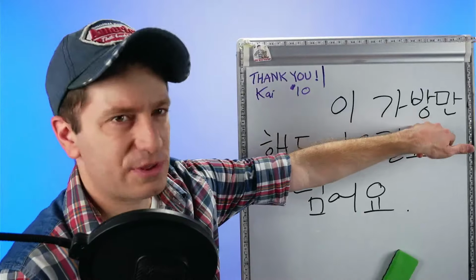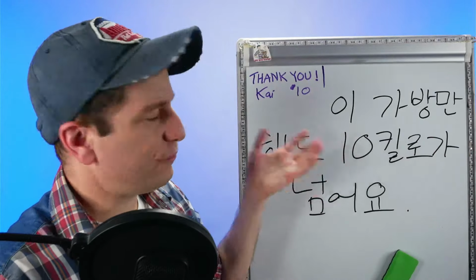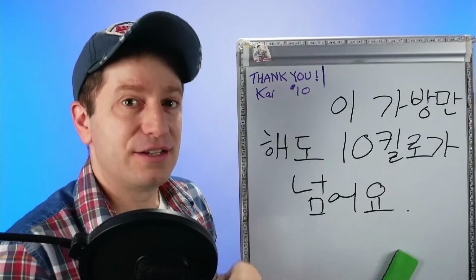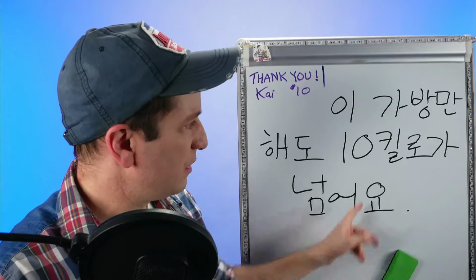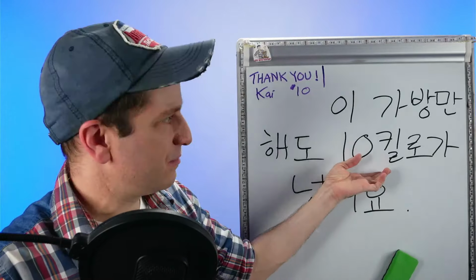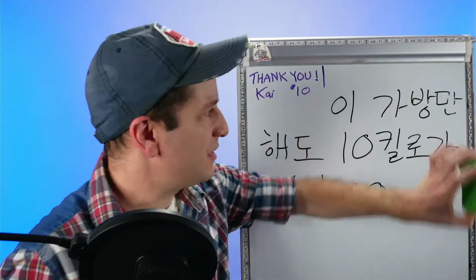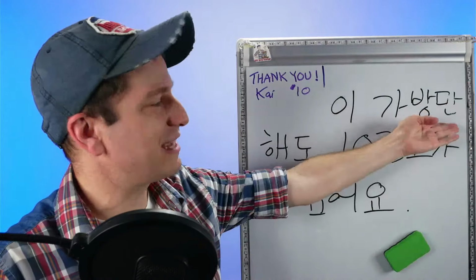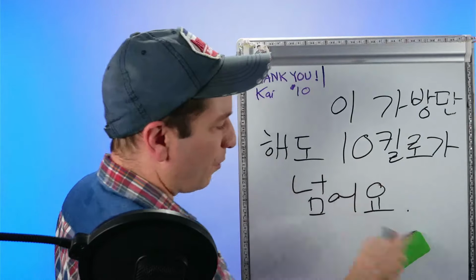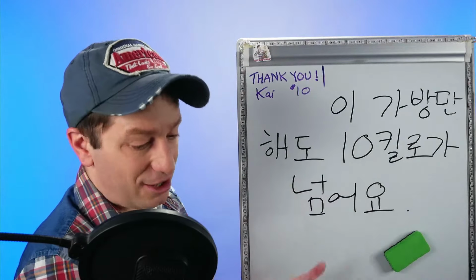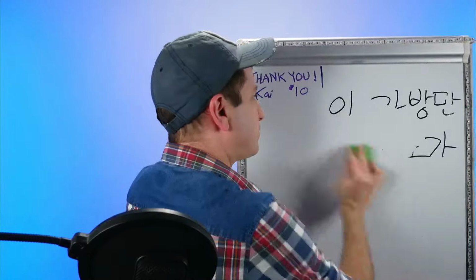이 가방, so this bag. 이 가방만 해도. So even if we're only thinking about this bag, so take this bag, for example, 10kg가 넘어요. It's over 10 kilograms. Just this bag alone is over 10 kilograms. This just adds emphasis to the fact that you're giving it as an example. 이 가방만 해도 10kg가 넘어요. So just this bag alone, or take this bag, for example, it's over 10 kilograms.